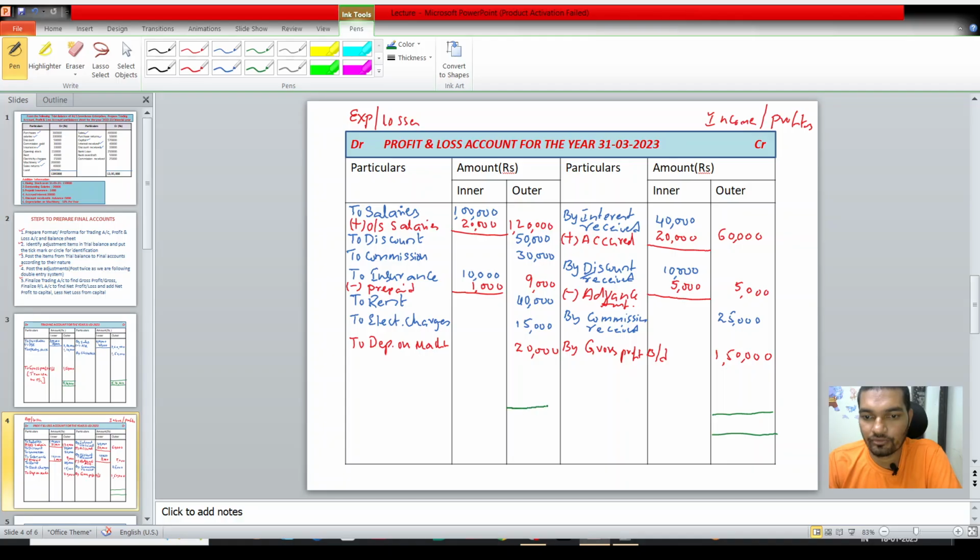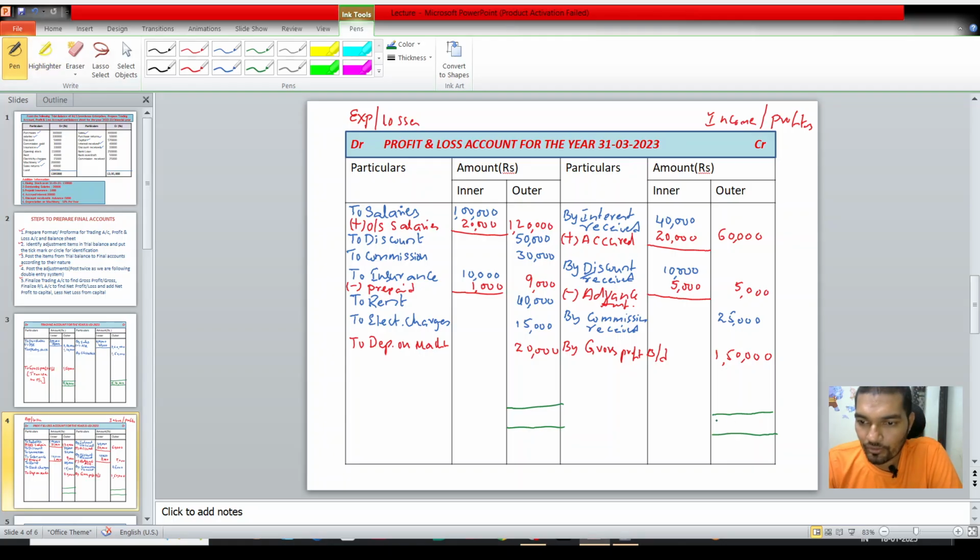Similarly, we need to balance this profit and loss account. Again we need to check using the calculator. Opening the calculator, we need to check whether the debit side balance under the profit and loss account is more than the credit side balance, or the credit side balance is more than the debit side balance. By looking at these items, we can understand that the credit side balance is more. We check the credit side total on the P&L account: 60,000 plus 5,000, 25,000 plus 1,50,000. The total amount is 2,40,000.